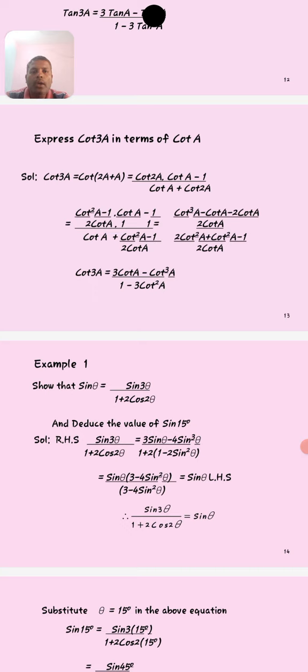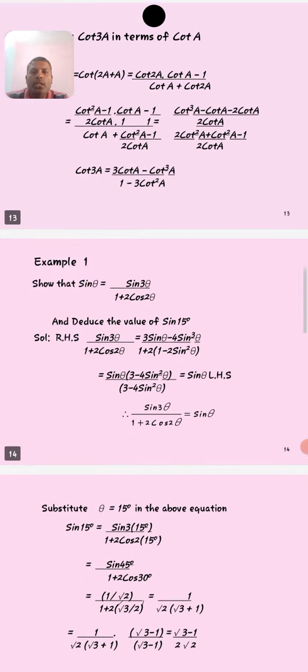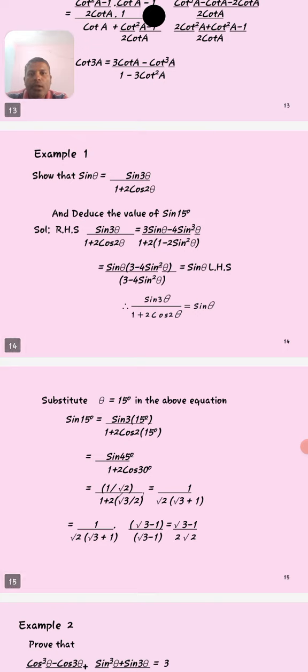That is equal, we have to do the LCM part, we get cot cube a minus cot a minus 2 cot a by 2 cot a divided by 2 cot square a plus cot square a minus 1 by 2 cot a. Then finally we get cot 3a is equal to 3 cot a minus cot cube a by 1 minus 3 cot square a. Okay. Now we see the example problems.